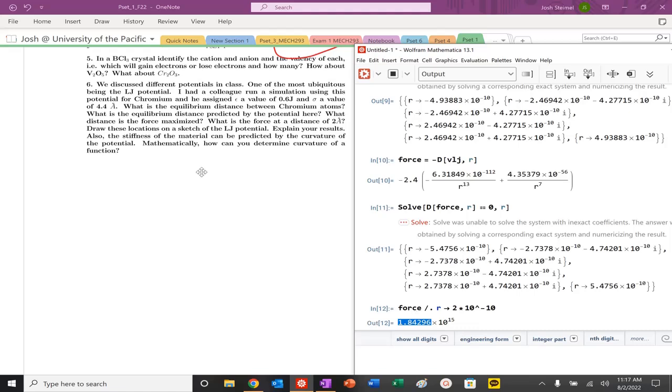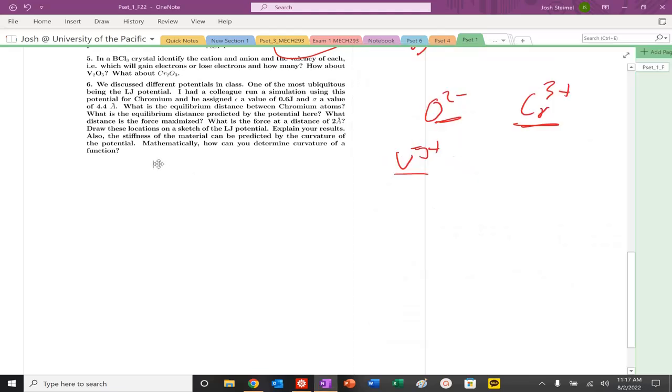And draw these locations on Lennard-Jones potential, explain the results. Stiffness of the material can be predicted by the curvature of the potential. Mathematically, how can you determine the curvature of a function? Curvature is the second derivative of our function. So that's just a kind of a quick one. But here we go. Let's see our Lennard-Jones potential.